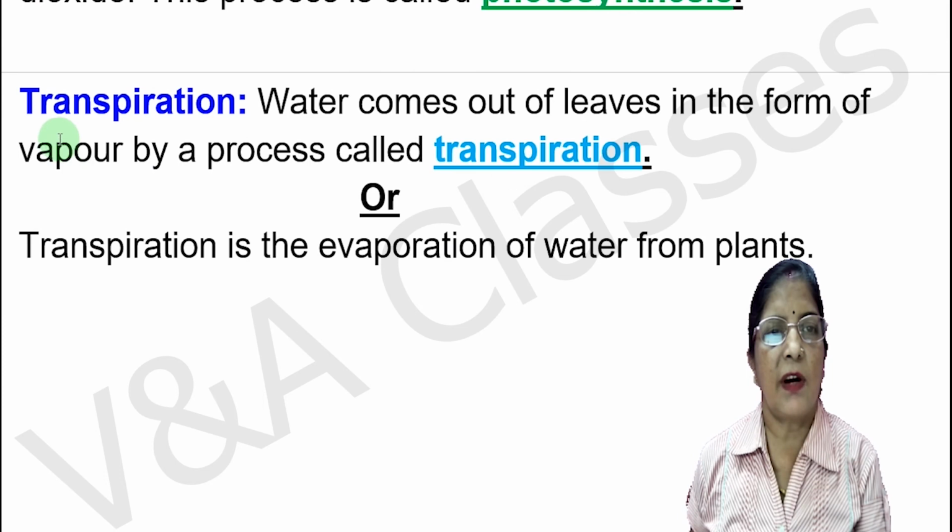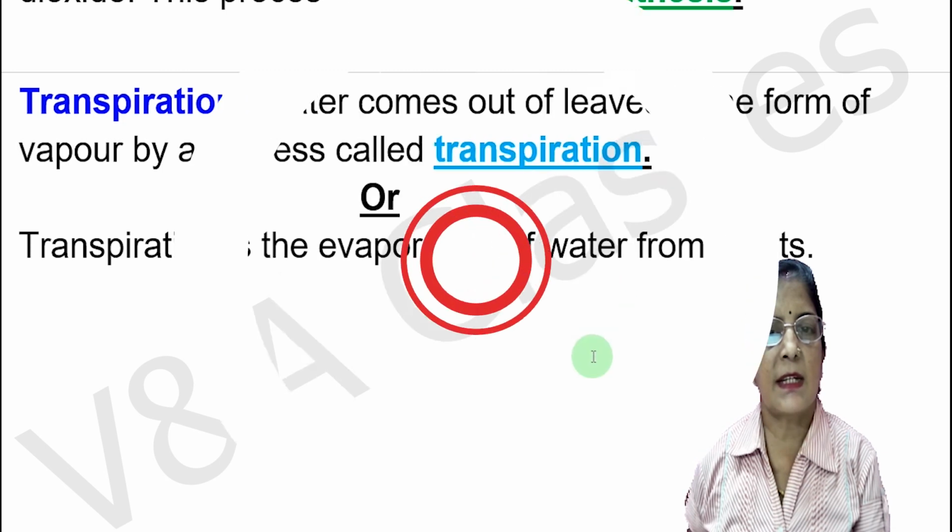Next and last keyword is transpiration. Water comes out of leaves in the form of vapor by a process called transpiration, or transpiration is the evaporation of water from plants. That's it.